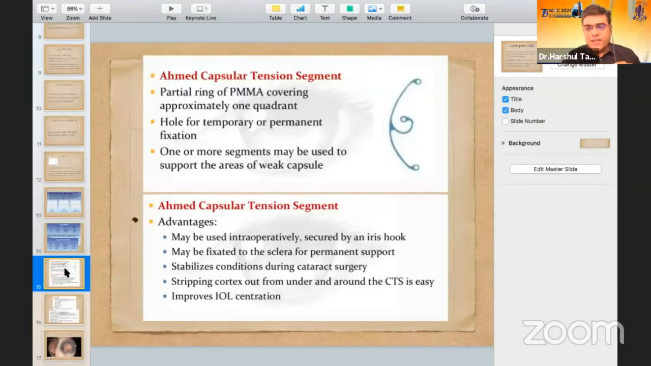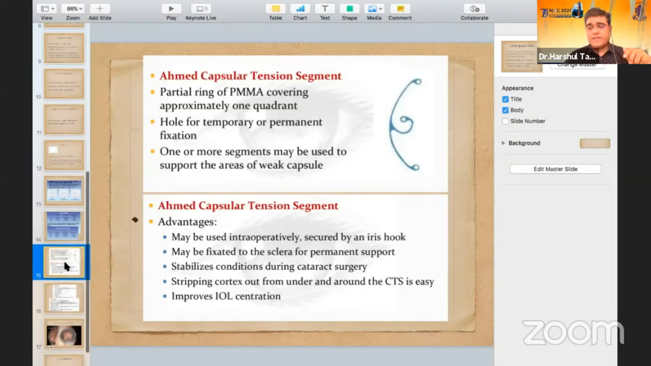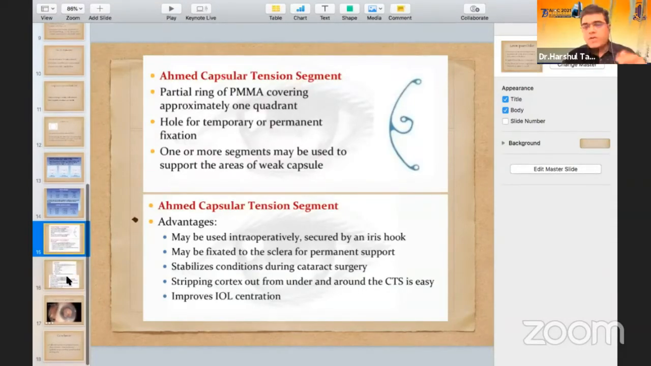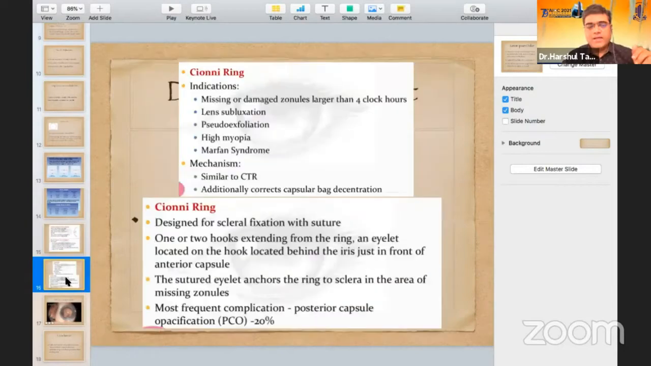If you look at the capsular tension segment, it is again made of PMMA, but it has an eyelet and a hook which is protruding in the center, and it lies above the anterior capsule, so that we can use it temporarily or for permanent fixation. Another advantage of the capsular tension segment is that we can use these devices if we have an anterior capsule tear or a posterior capsule tear, and we may use 1 or 2 capsular tension segments depending on the need.